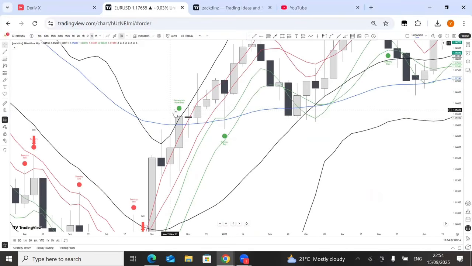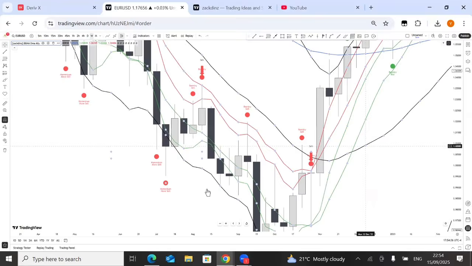So here we have this momentum move buy. What happened? Price came to our re-entry zone. We had this buy to the upside. Let's check more.